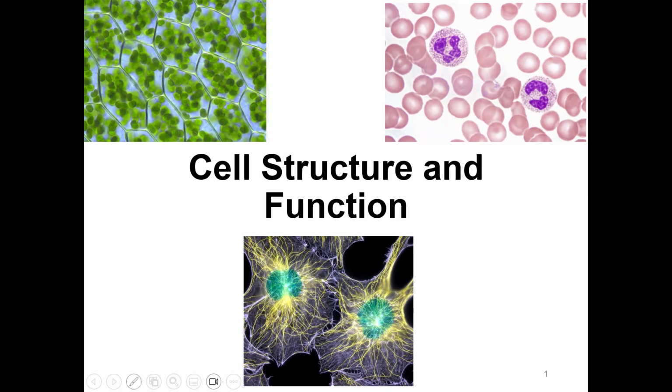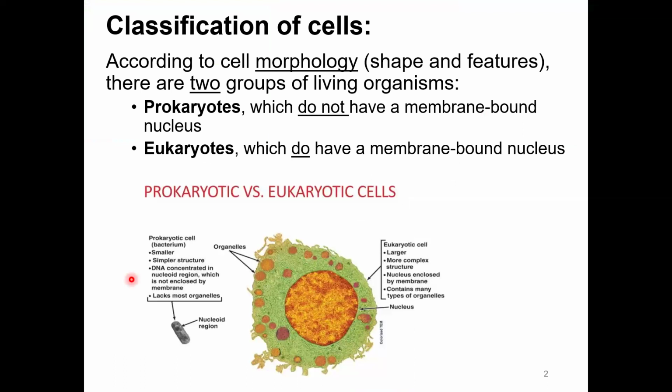So primarily, there are two ways to classify cells. The first one is dependent on cell morphology, which is basically any shape and features that go along with these cells. And the first type of cell based on morphology is prokaryotes. These basically do not have a membrane-bound nucleus. And then we have eukaryotes, which have a membrane-bound nucleus. So the main difference is the presence of a nucleus or not.